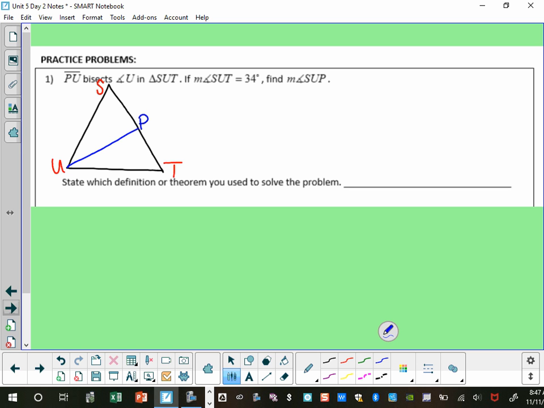All right, now we need to fill in some numbers. It says, if the measure of SUT is 34, find the measure of SUP. So we need to find the measure of angle SUP. Because PU bisects, let's draw little hash marks here, those little arcs. That tells me that both of those angles are going to be the same.